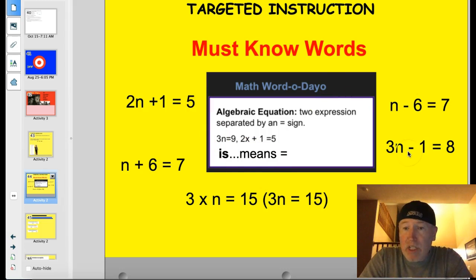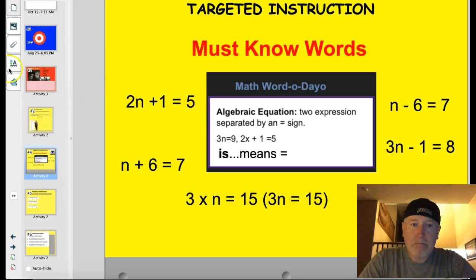You can see several equations around here, different types of them. These are all kinds that we're going to be working with. One more word. In math, in equations and expressions, oftentimes the word is means equals. So they'll say, 2n plus 1 is 5. That's a key word for meaning equals.